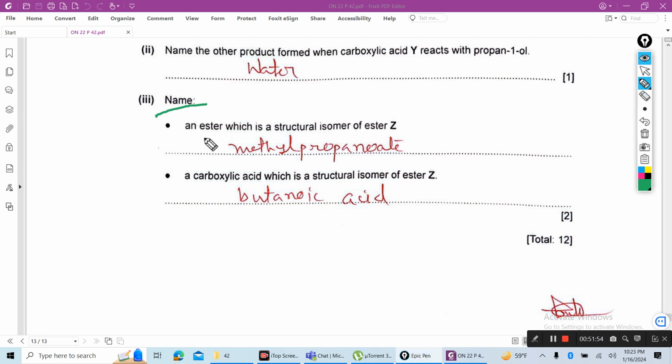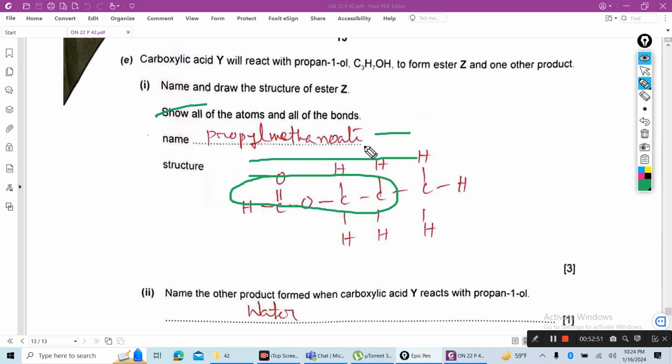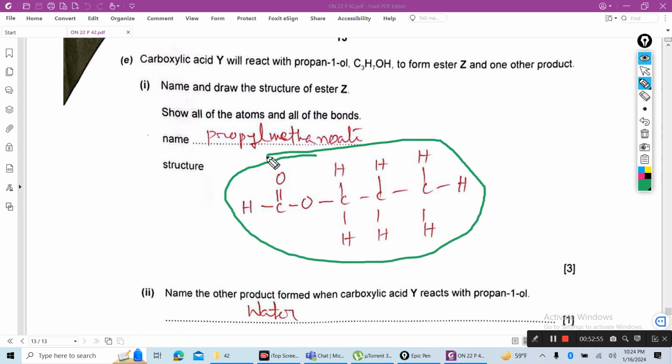Number 3, an ester which is a structural isomer of Z. So methyl propanoate. Methyl propanoate has the same molecular formula as Z. And a carboxylic acid which is a structural isomer of the ester: butanoic acid. Both have the same molecular formula as the given ester Z. For butanoic acid, you count how many carbon, oxygen, hydrogen. Methyl propanoate has the same molecular formula. So methyl propanoate and butanoic acid have the same molecular formula as propyl methanoate.